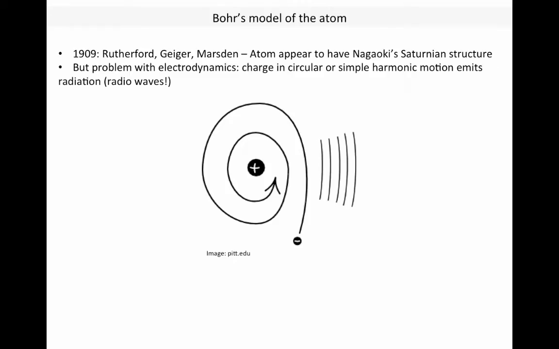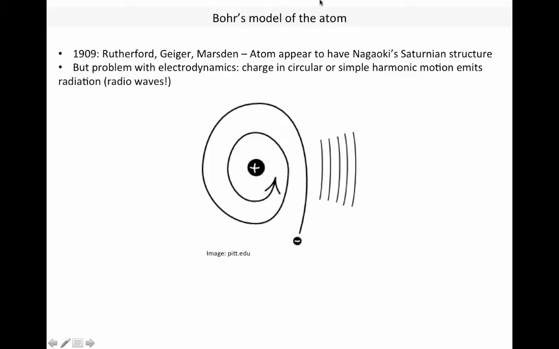So, to remind ourselves, in 1909, Rutherford, Geiger, and Marsden conducted their famous gold foil experiment, which showed experimentally that atoms have this structure in which the positive charge is concentrated entirely in a small region of space that we call the nucleus, and the electrons are moving around the nucleus.